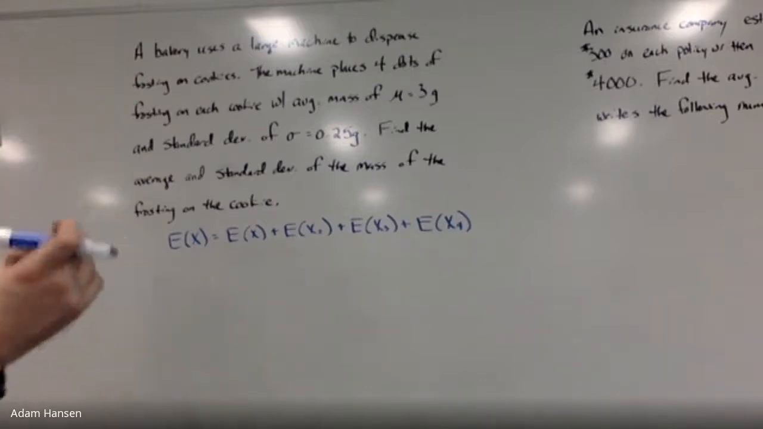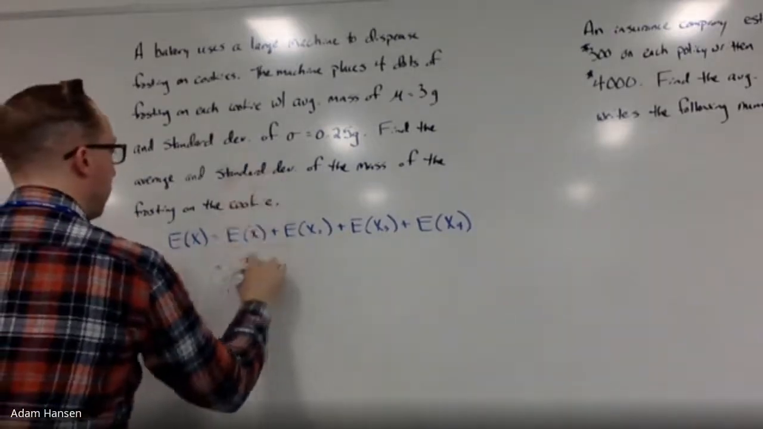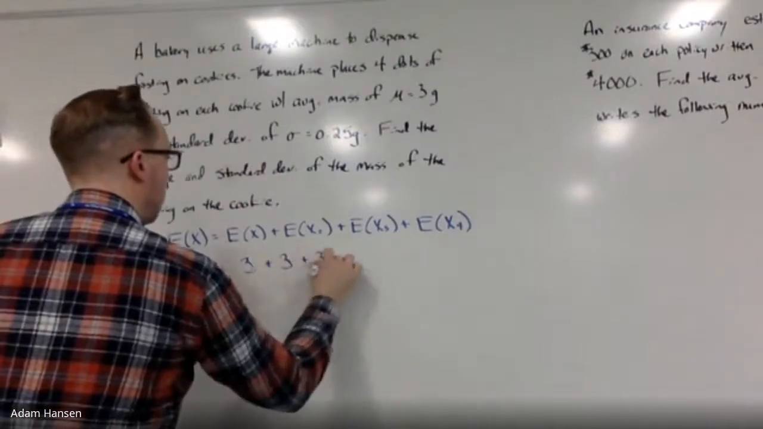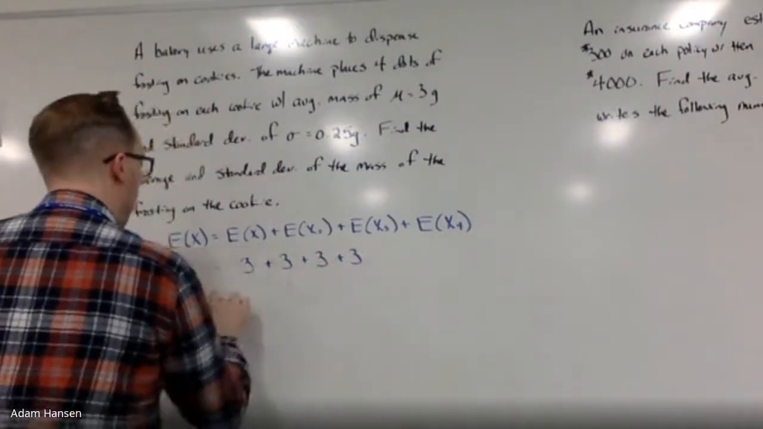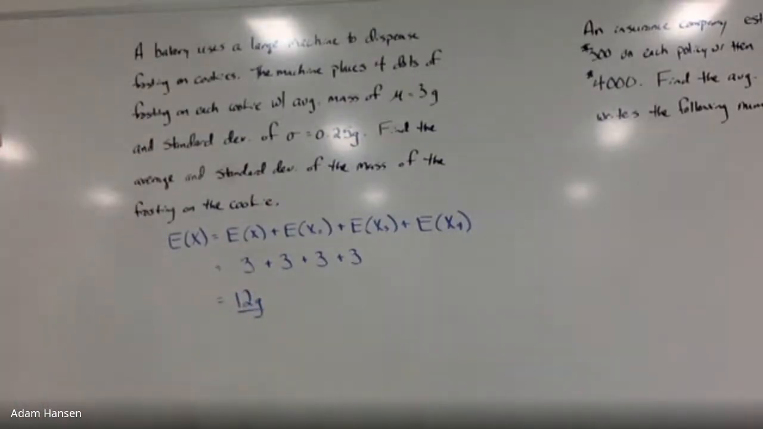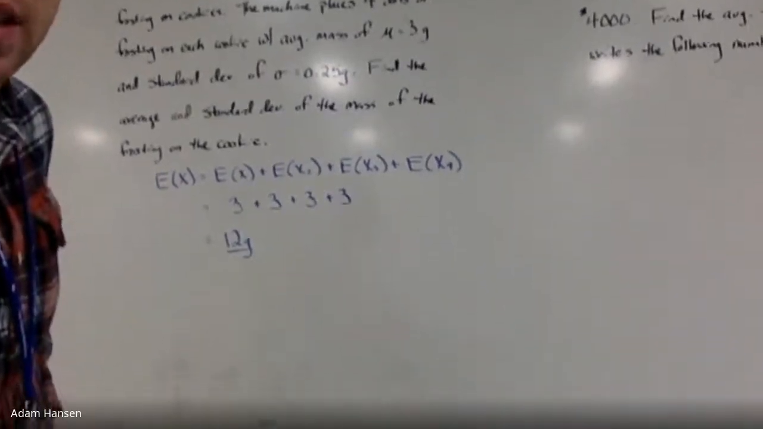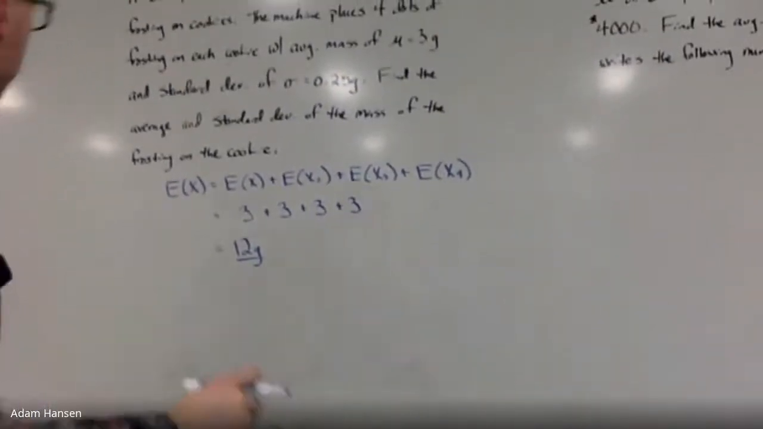Sometimes the dot might be underweight. Sometimes it might be overweight. Each dot is its own separate random variable. So this would be 3 plus 3 plus 3 plus 3 are 12 grams. I'd expect an average mass of 12 grams of frosting for the 4 dots of frosting on the cookie. Let's find the standard deviation in that average.